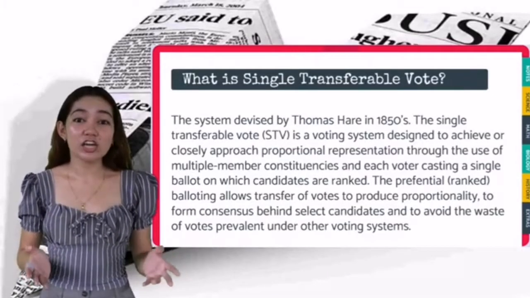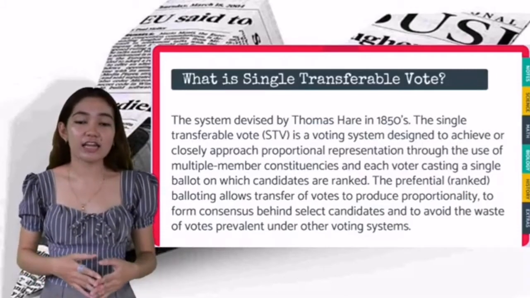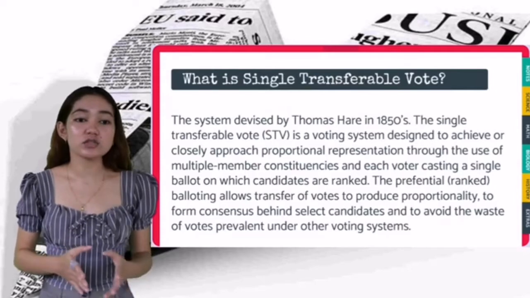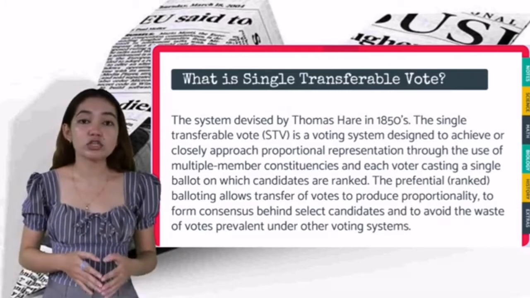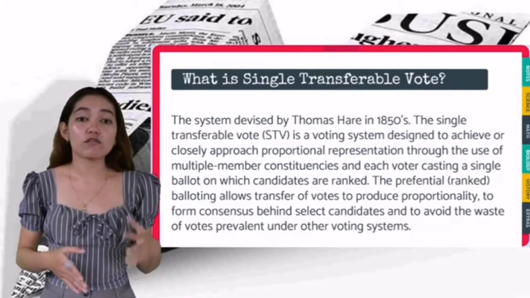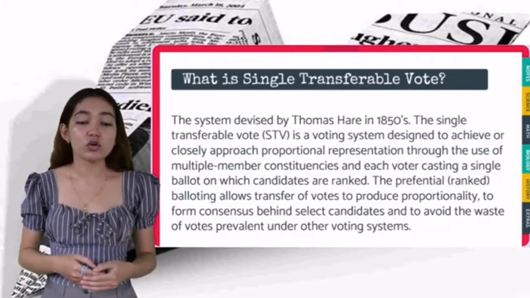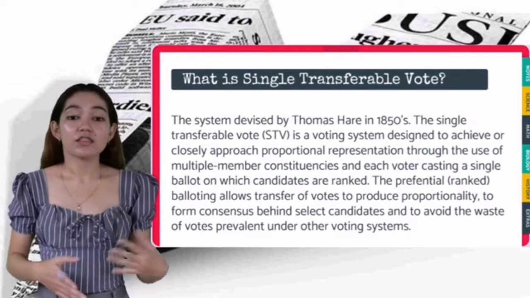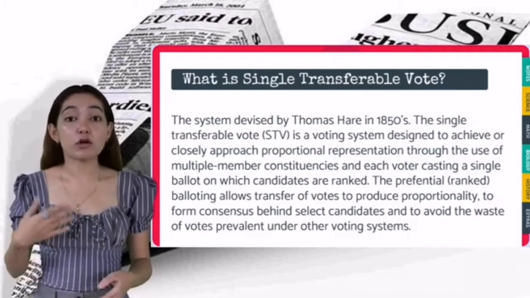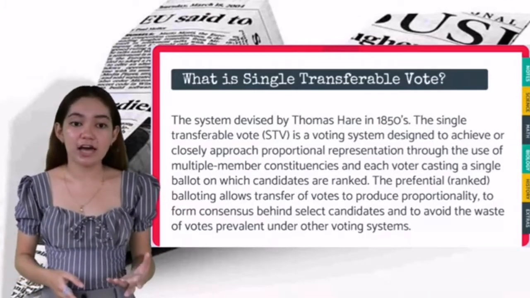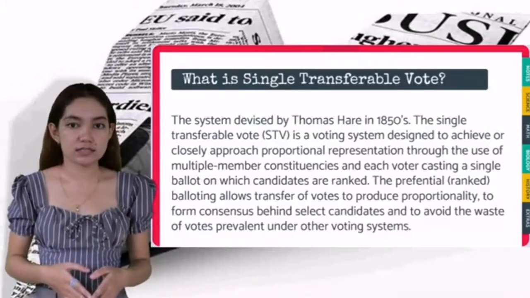So what is a single transferable vote system? The system was devised by Thomas Hare in the 1850s. The single transferable vote is a voting system designed to achieve or closely approach proportional representation through the use of multi-member constituencies, with each vote cast in a single ballot on which candidates are ranked. The preferential or ranked balloting allows transfer of votes to produce proportionality, to form consensus behind select candidates, and to avoid the waste of votes prevalent under other voting systems.